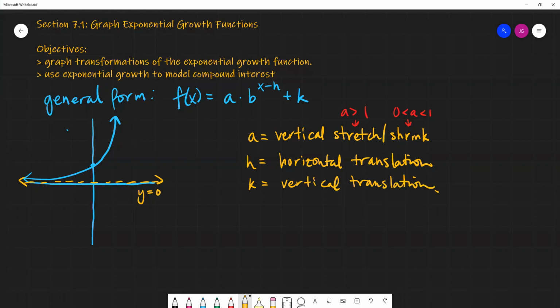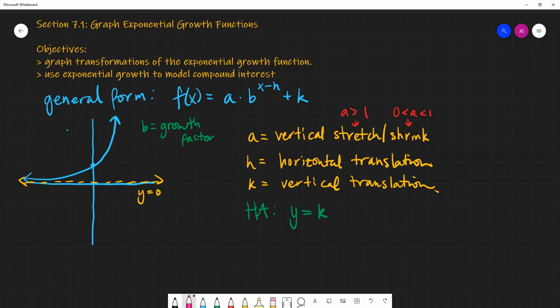Now, b is not a transformation, so I'm going to put it to the side in a different color, but b does represent something. It's called the growth factor. If you ever do an application problem and it tells you this is the growth factor, then that is what b would be. Another thing is that our horizontal asymptote, our HA, is always going to be y equals k. Whatever your k value is, that is your horizontal asymptote.